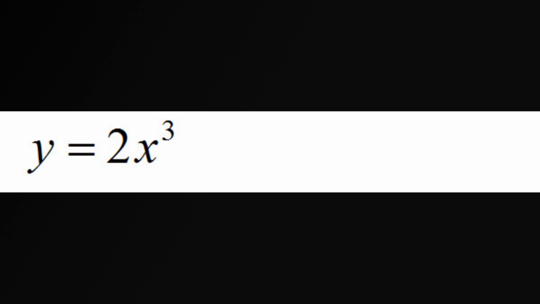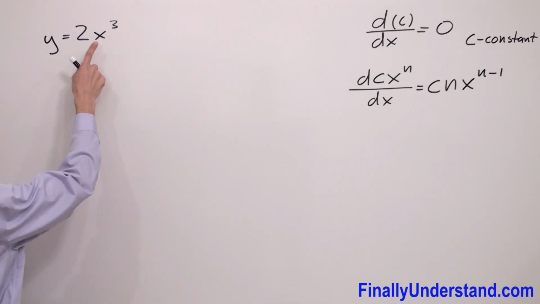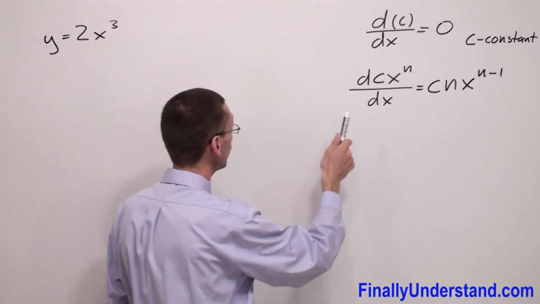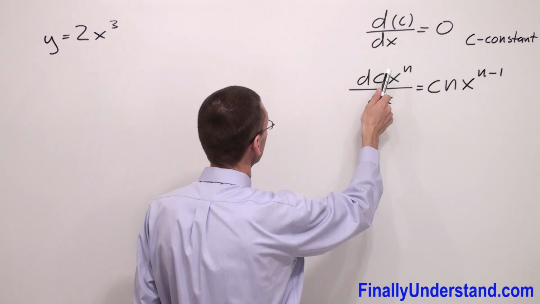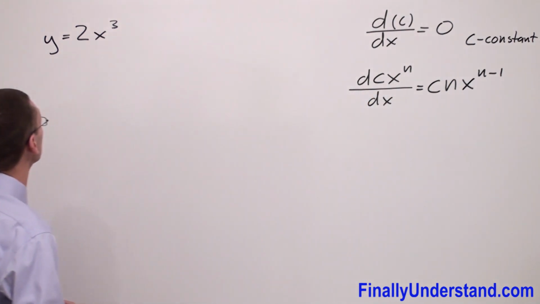Let's take a look at this example. We have to find the derivative of the following function. Y is equal to 2x to the third power. Again, we're supposed to use the formula for the derivative of a constant times a power of x. So what am I supposed to do first?